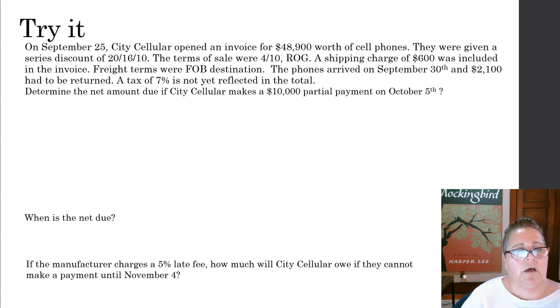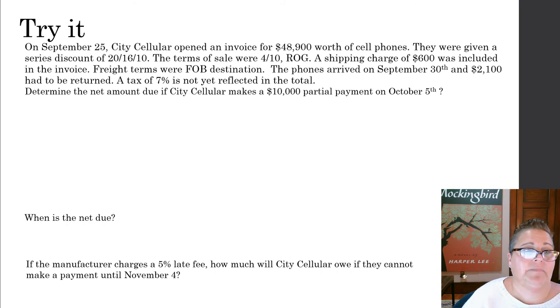Okay. Determine the net amount due. City Cellular makes a $10,000 partial payment on October 5th. When is the net due? And if there is a 5% late fee, how much will City Cellular owe if they cannot pay until November 4th? Okay, lots to unpack.